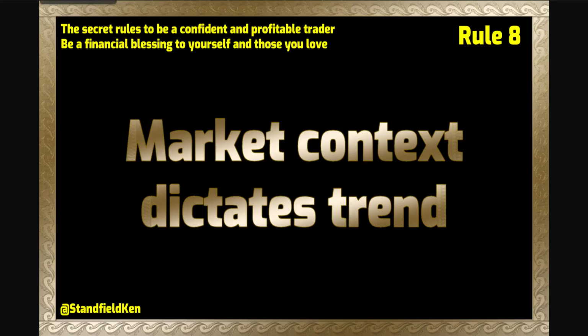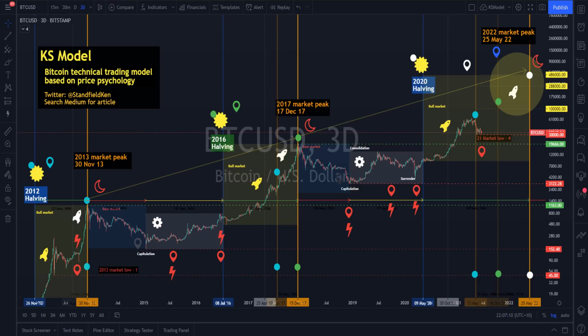Let's look at the KS model. The KS model, we're in psychological sunshine. We're in the bull market above the previous bull market peak from the last cycle. We're on track for higher prices.